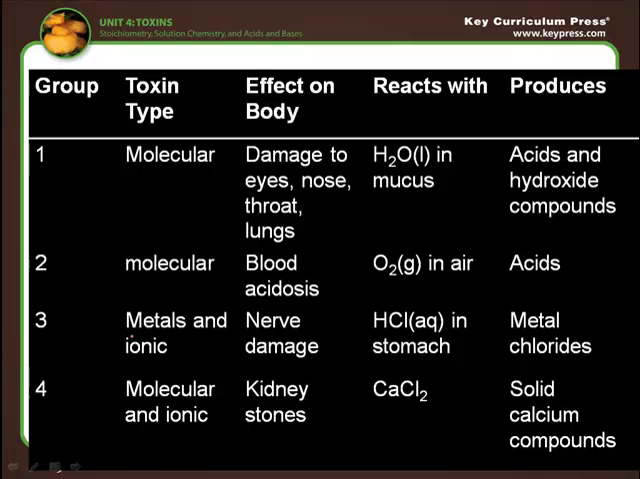Now, if we look at our toxin types, we can see up here, the first group that you sorted things into were the molecular toxins. Okay? The molecular toxins, they had damage to the eyes, nose, throat, and the lungs. These molecular toxins enter the body through the mucus. So in your mouth or in your nose. These molecular compounds often produce acids and what are called hydroxide compounds.